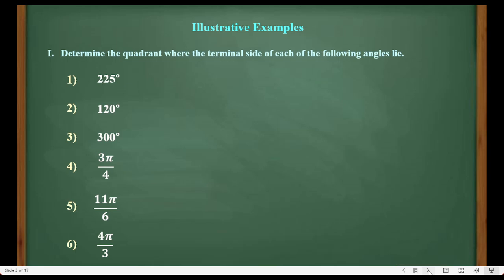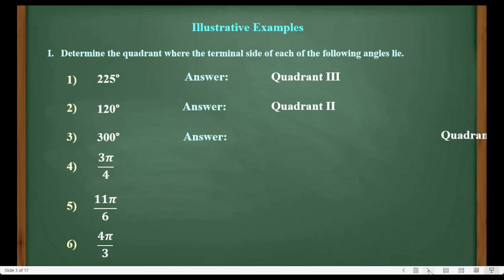So for number 1, we have 225 degrees. Now, the quadrant where the terminal side of this angle lies is quadrant 3. For number 2, which is 120 degrees, the angle having this measure has its terminal side in quadrant 2. For the 300 degree angle in number 3, we can find its terminal side lies in quadrant 4.